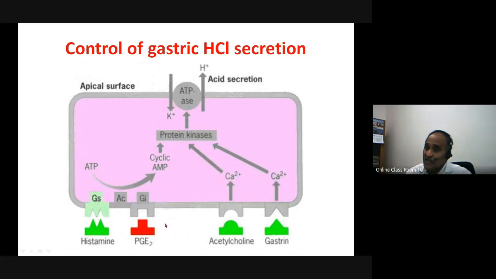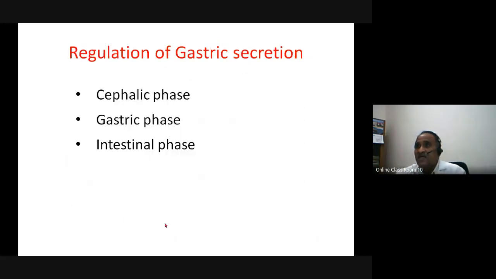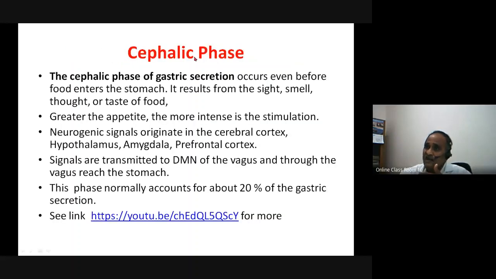Aspirin, or any other drug which blocks prostaglandin synthesis, these prostaglandin synthase inhibitors, are called the non-steroidal analgesic agents. Now comes the regulation of the gastric secretion. The gastric secretion is regulated in three phases. One, the cephalic phase, that is even before the entry of the food bolus into the stomach. The gastric phase, after entering into the stomach, and the intestinal phase, after release into the intestine. So that means from the esophagus, from the stomach itself, and from the intestine. These are the three regulatory phases, and we will see each one of them. In the cephalic phase, the gastric secretion occurs even before the food enters the stomach.